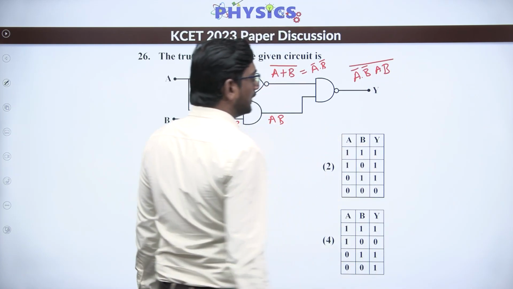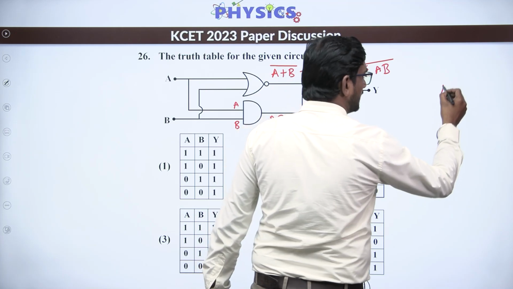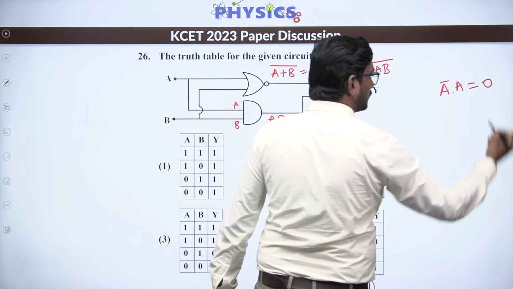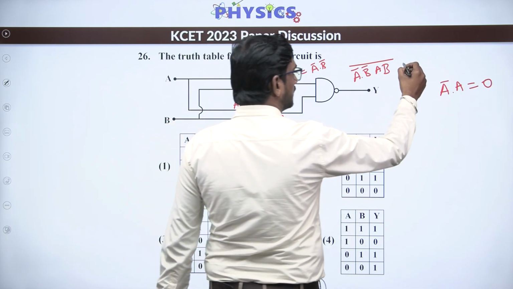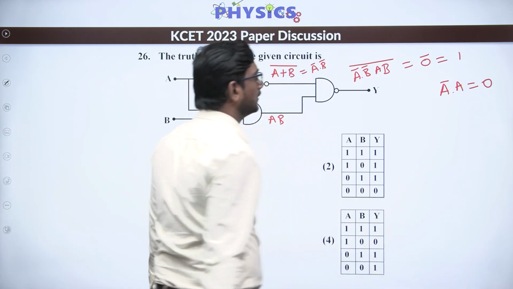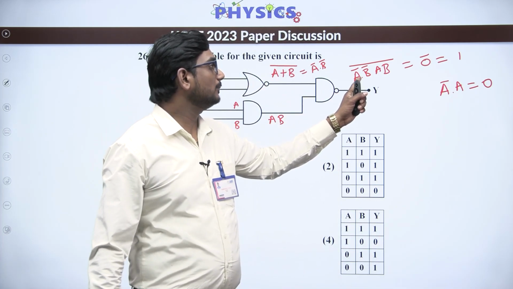Whole complement. As we know that if we take A complement into A, that is equal to what? 0. Therefore, this is what? 0. And the complement of 0 is what? 1. A into A complement will be 0.